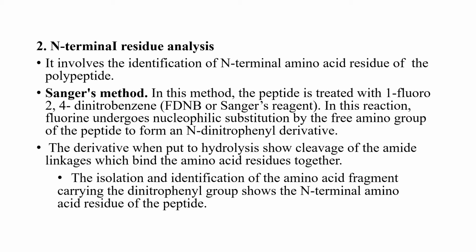Next step is determination of N-terminal amino acid. One method is Sanger's method. In this method, 1-fluoro-2,4-dinitrobenzene, that is Sanger's reagent, is taken, and this reagent reacts with the free NH2 group of the N-terminal amino acid to get the DNP derivative, dinitrophenyl derivative, along with free amino acids. So the DNP amino acid corresponds to the N-terminal amino acid.